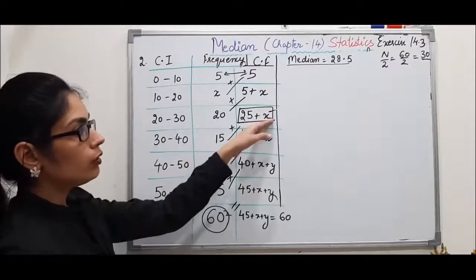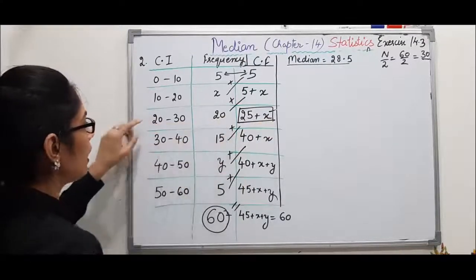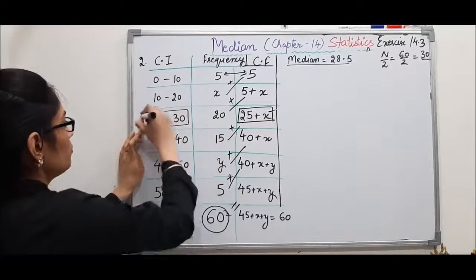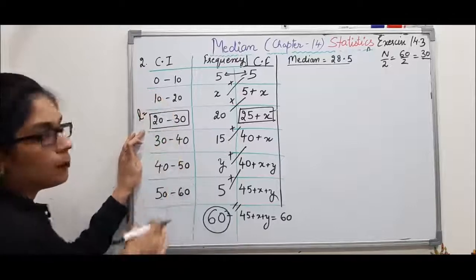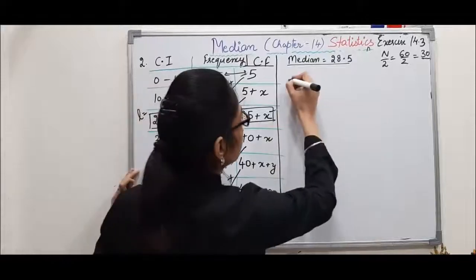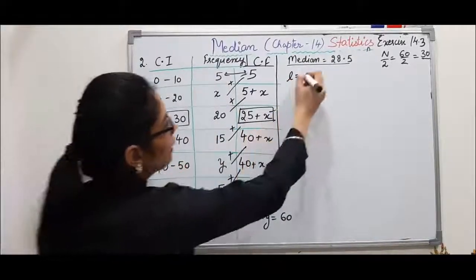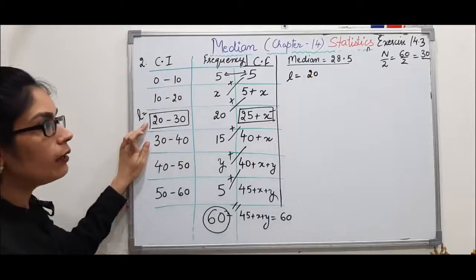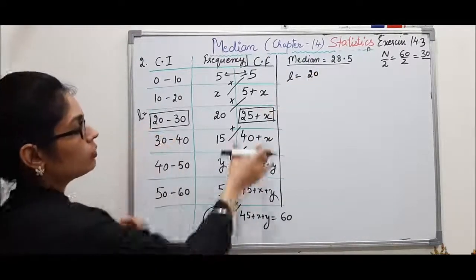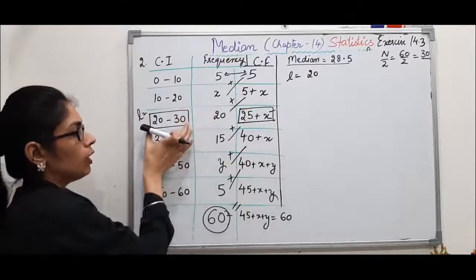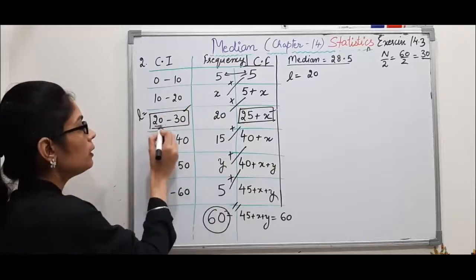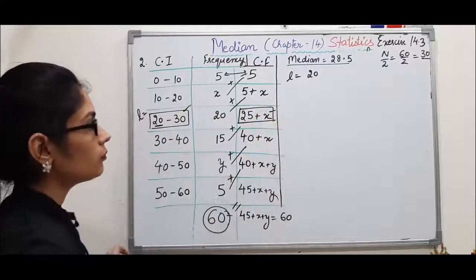Just in front of this we have to see the class. So the class interval is 20 to 30. This is the median class, and L is equal to the lower limit of the median class, which is 20. So L is equal to 20. Now we have got n by 2 as 30 and L as 20, because just opposite to this term we have to look out for the class interval. That class interval is the median class, and the lower limit of the median class is L.